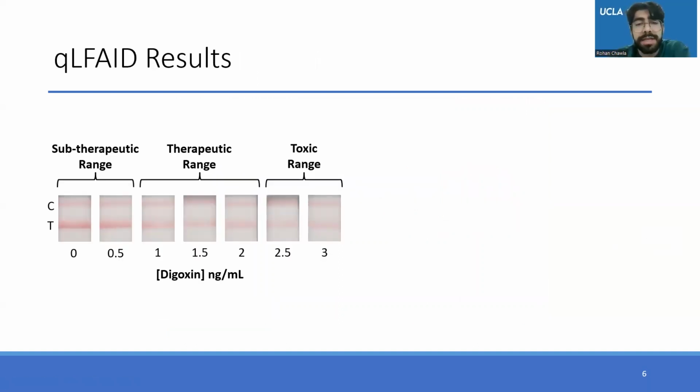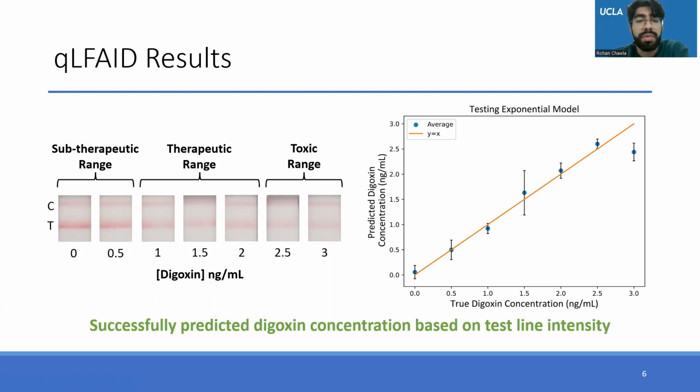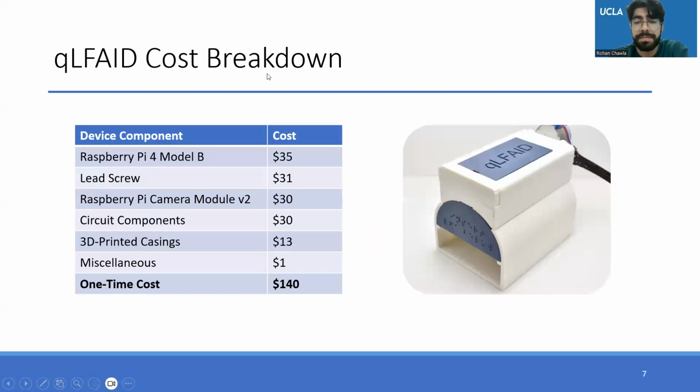We tested this device on a sample TDM LFA we developed, and we found that the device was highly accurate when evaluating analyte concentrations. For concentrations across the clinically relevant range, the average predicted concentration for each condition using our image analysis algorithm is shown on the right, with true sample concentration on the x-axis and predicted concentration on the y-axis. Overall, we were able to successfully correlate the intensity of each test line to the concentration of analyte in the sample using the qLFAID.